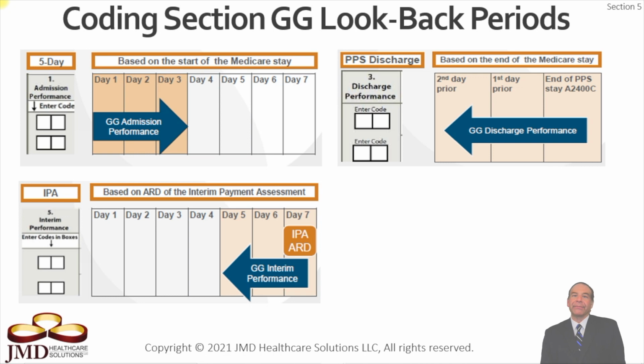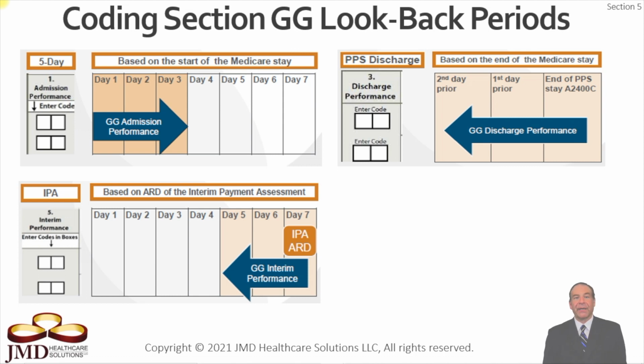IPAs, all right? If you ever decide to do one, which please start doing them. They're for your benefit and your residents' benefit, by the way. It's the 3 days back from the ARD. So when we do an IPA, we have a clear start date. We set up our assessment window, which will be 7 days back. Your GG interim performance will be day 7, 6, and 5 of your IPA window for your ARD. All right? Not the first 3 days, not day 1, 2, and 3.